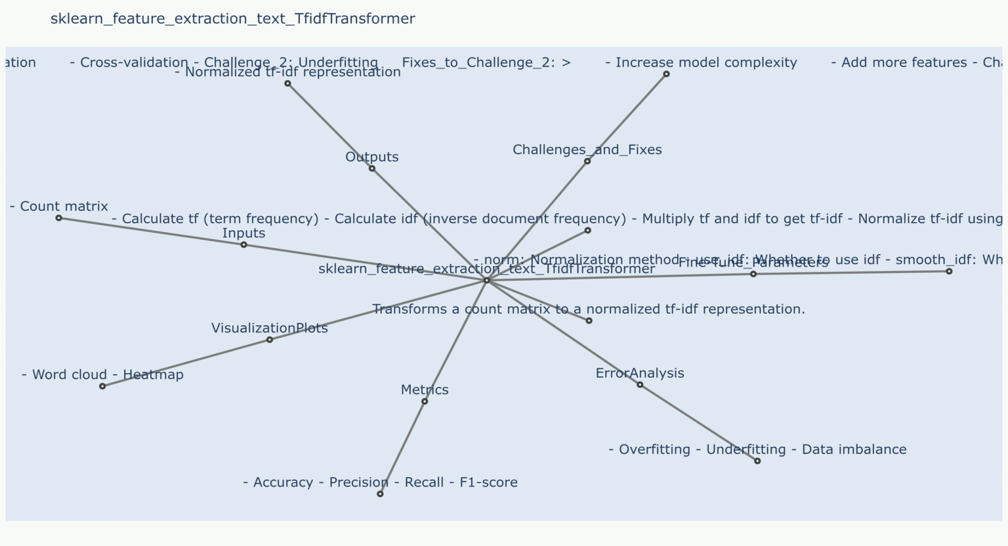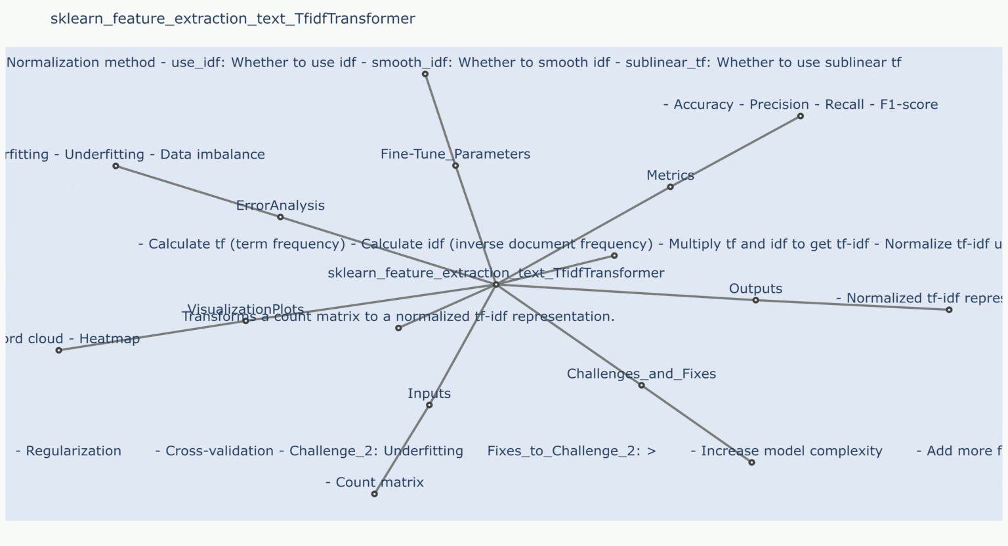TF-IDF calculation multiplies the TF score by the IDF score for each word in each document to obtain the TF-IDF score. This score represents the importance of a word in a document, taking into account both its frequency within the document and its rarity across the corpus.